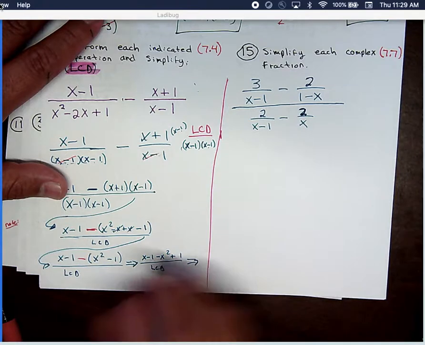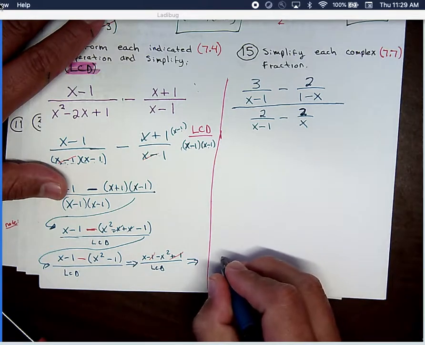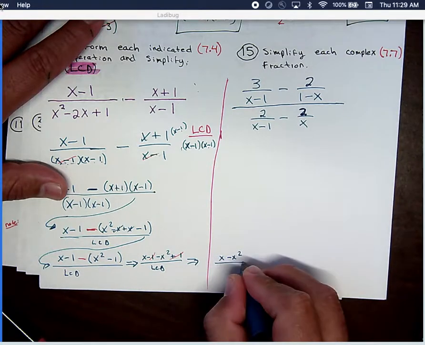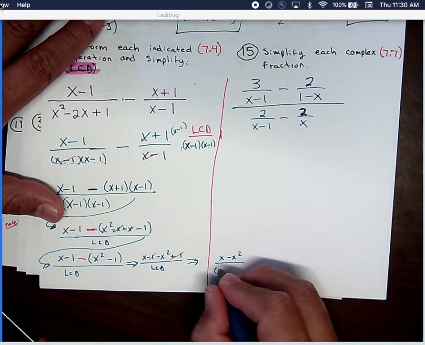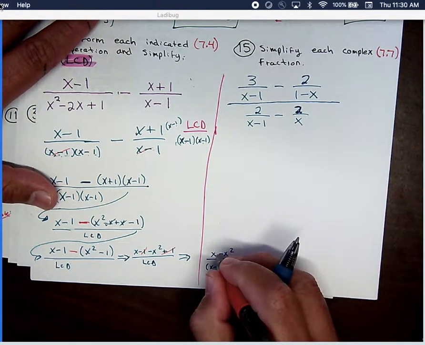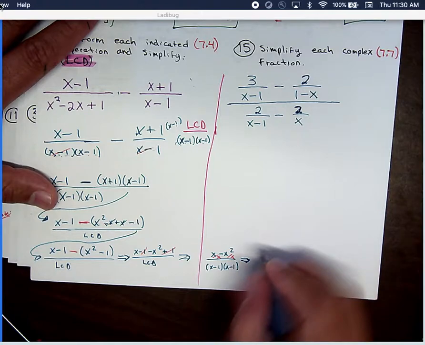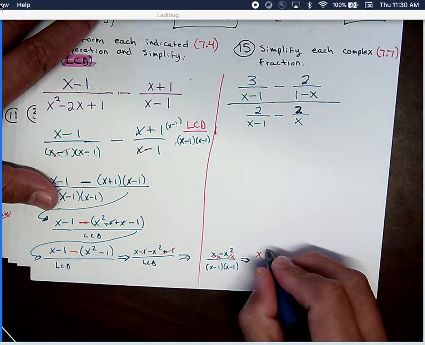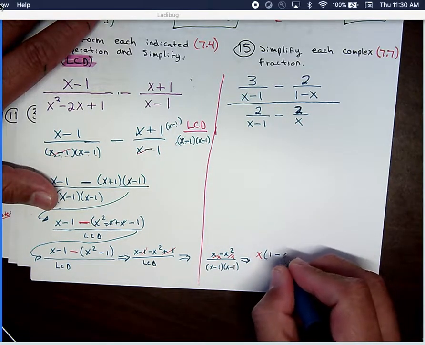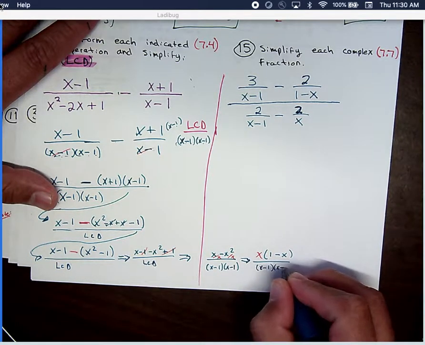So negative 1 plus 1, these two go away, so you're left with x minus x squared over, and then I'm gonna write this, x minus 1, x minus 1. I can GCF an x from the top one. So again, the GCF is outside, and you're left with 1 minus x, minus 1, x minus 1.